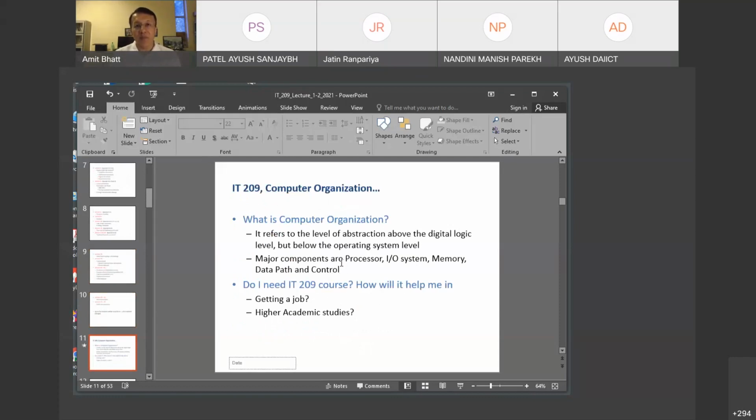Then the question which comes around is, what is computer organization? I showed you a diagram yesterday, and this definition puts it in a slightly different way: that it refers to a level of abstraction above the digital logic level, but below the operating system level. Pictorially, we looked at it last week: major components of the processor and I/O system, memory, data path, and control.